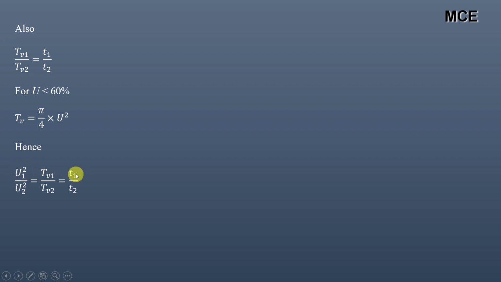This is directly proportional to the time. Okay, so for U1 this is equal to 50%, T1 this is equal to 25 years. So for our clay layer having a thickness of 25 meter, for 50% consolidation, we calculated the time to be 25 years.